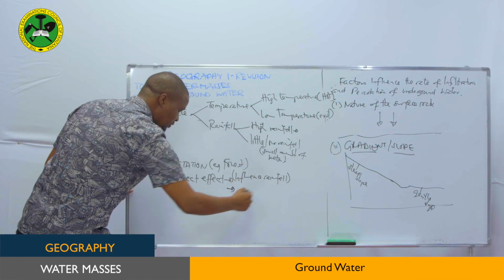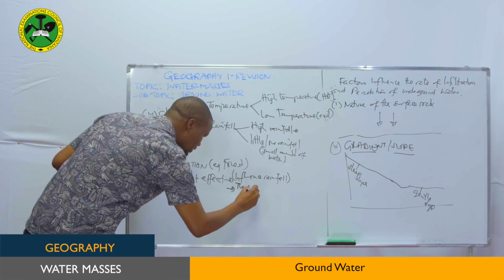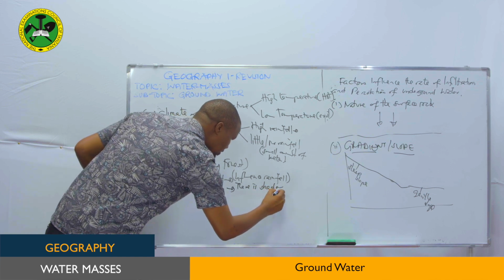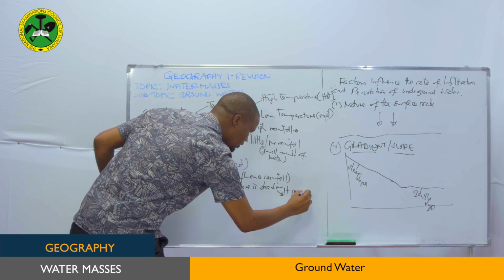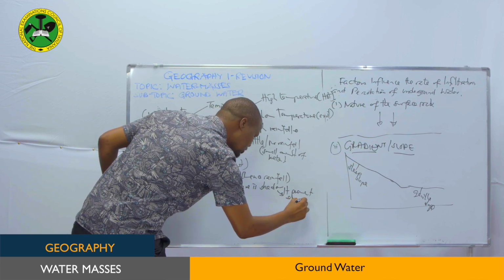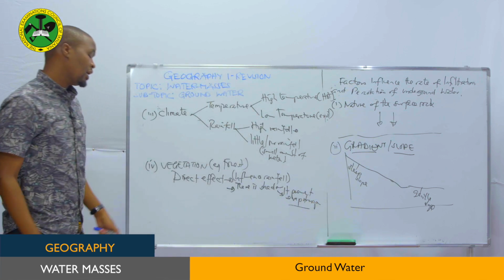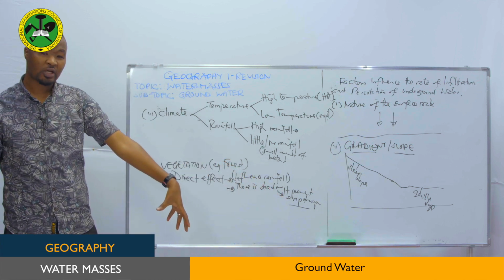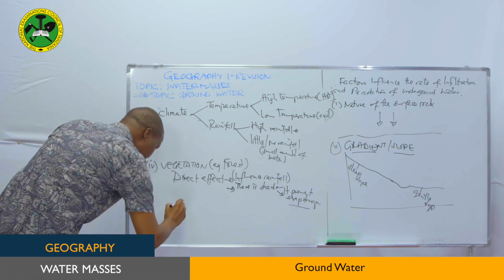Apart from influencing rainfall, remember in areas of forest there is the presence of shadow. The presence of shadow in forest areas prevents evaporation, the rate of evapotranspiration. If there is a lower rate of evapotranspiration, there will be a high amount of water going into the ground. Then you come to the indirect effect.